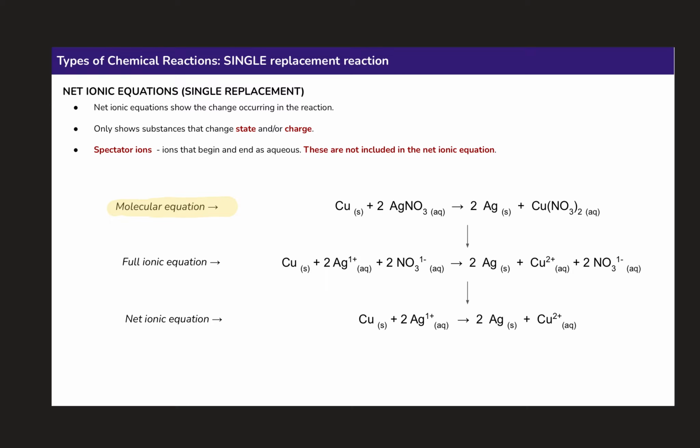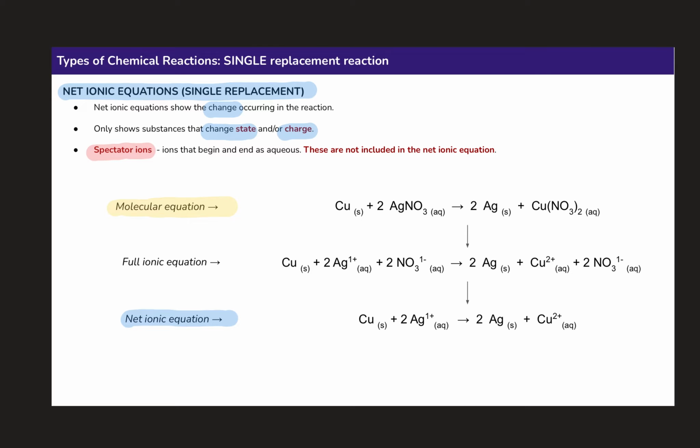In chemistry, sometimes we don't want to look at the full molecular equation and we just want to see the change that's happening in a reaction. This is called the net ionic equation. The net ionic equation only shows what is changing. So it only shows a substance that either changes its state or its charge or both its state and its charge. Anything that does not change in a chemical reaction, we call those things spectator ions.